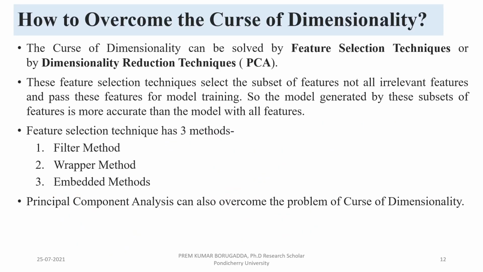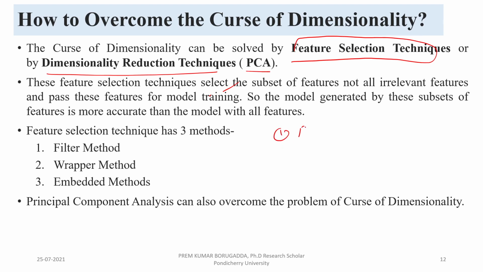So how do we overcome this curse of dimensionality? There are two possible ways to solve it. The first is feature selection techniques, and the second is a dimensionality reduction technique, that is PCA, principal component analysis.